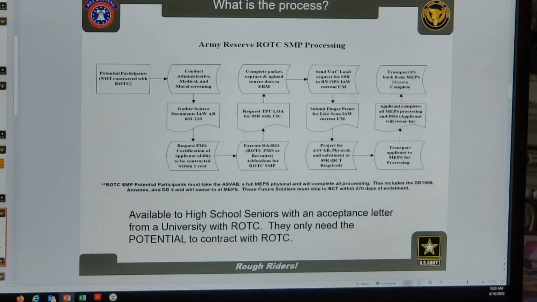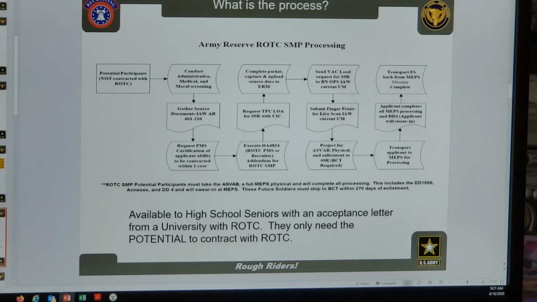The PMS can use soft language here. They don't have to say "will" or anything like that. Has the potential, can, has the ability, things like that. Soft language doesn't have to lock in and confirm right now that 1 year after enrollment into ROTC, this person is contracted. They don't have to make that statement. Based on the interview, do they think they have the ability 1 year after they enroll in ROTC? Yes or no? Get it on a memorandum, upload it into the record, and let's move on to the next piece.